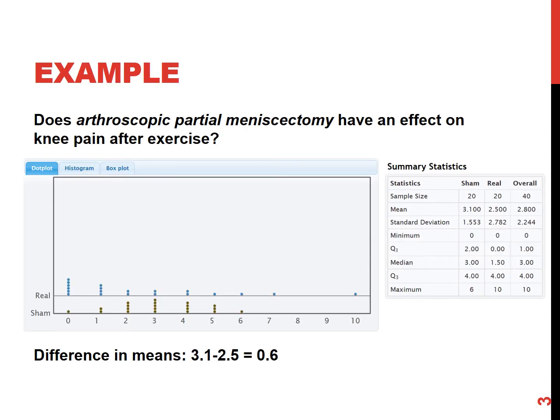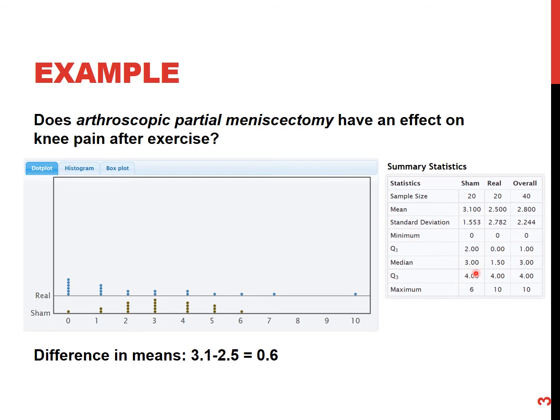An example from the activity we did in the last module, we were looking at whether arthroscopic partial meniscectomy has an effect on knee pain after exercise. If you remember, we had people who were randomly assigned to have either real surgery or a sham placebo type surgery, and we have their pain scores measured on a 10-point scale.